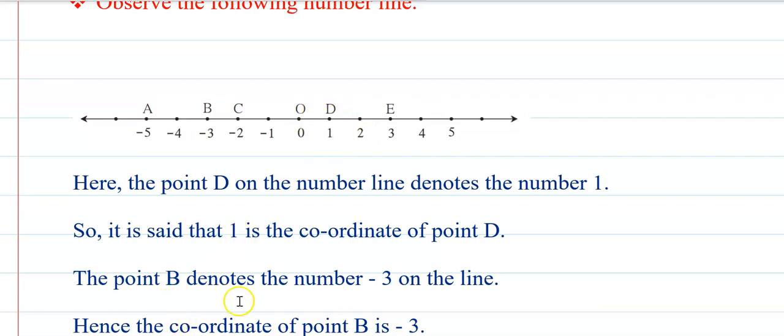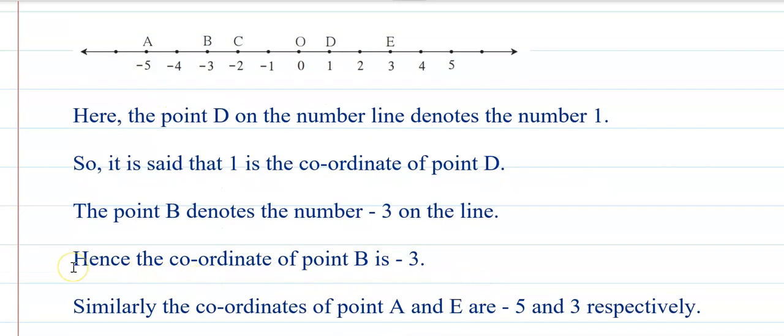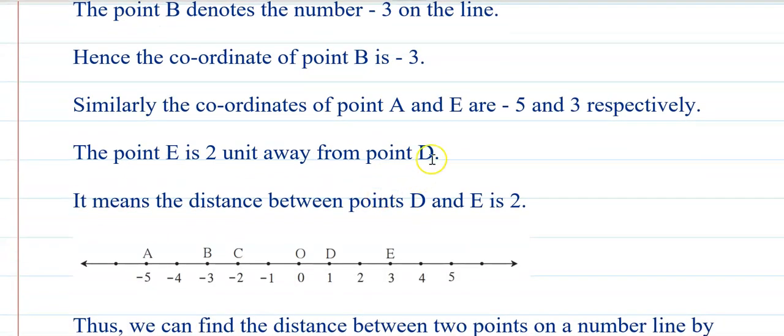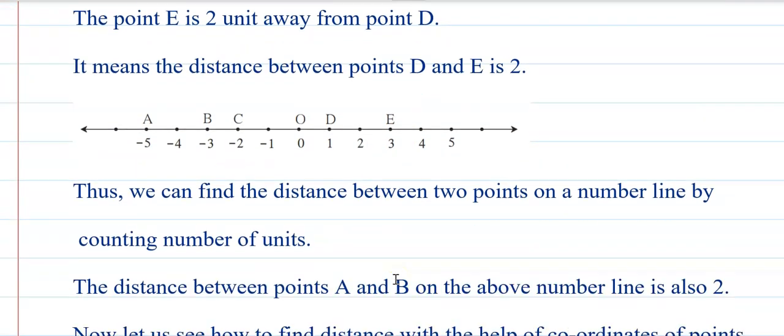Point B denotes the number -3 on the number line. Hence, the coordinate of the point B is -3. Similarly, the coordinates of the points A and E are -5 and 3. The coordinate of A is -5 and the coordinate of E is 3. Thus, we can find the distance between two points on a number line by counting the number of units.